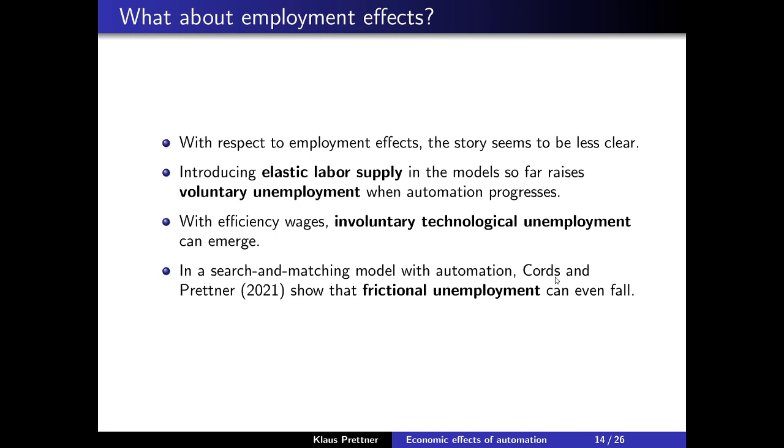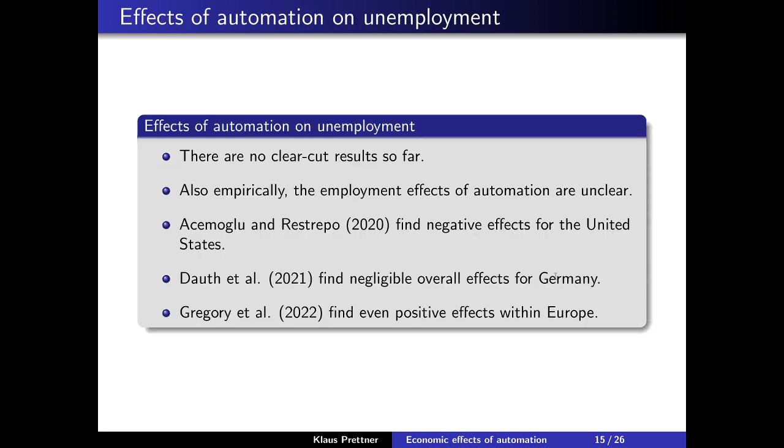So overall, it's not so clear, no clear-cut results emerge. It depends quite a lot on which underlying framework one uses to analyze the effects of automation on unemployment. But surprisingly enough, this is actually again consistent with the empirical evidence, because in the empirical evidence there are also not the clear-cut results that we've seen previously.